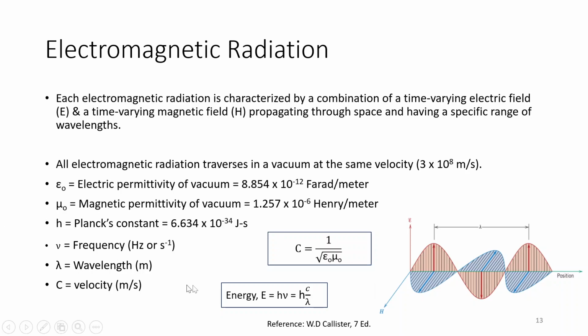Now next up you have h, Planck's constant. Its value can be useful: 6.6 times 10 to the power minus 34 joule second, and this relates frequency and wavelength.